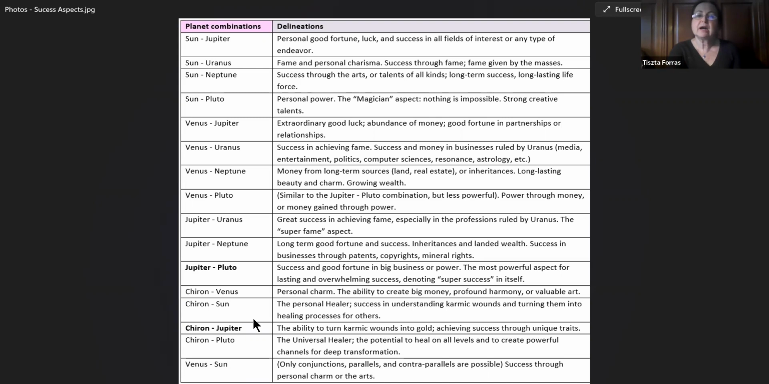Then there's the Jupiter Chiron Jupiter aspect, which is actually the second best, the second most important aspect. And this is the ability to turn karmic wounds into gold. So that is brilliant, because whenever you have this, it makes you able to understand your karmic wounds and not licking your wounds any longer, but bring them forth and turning them into traits and talents and abilities and capacities that are enabling you to be a lot more successful than the rest of the people.